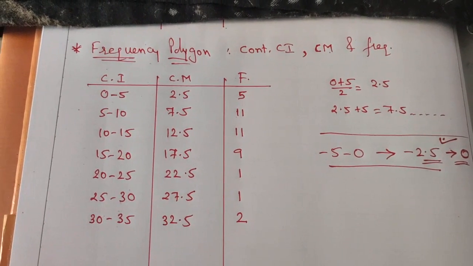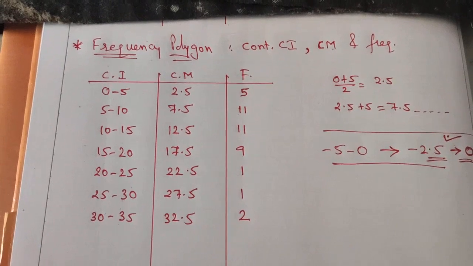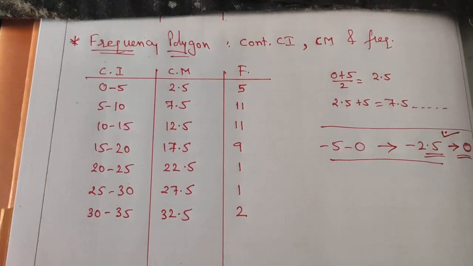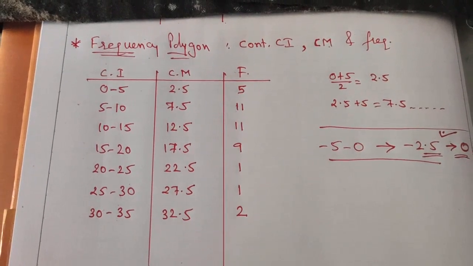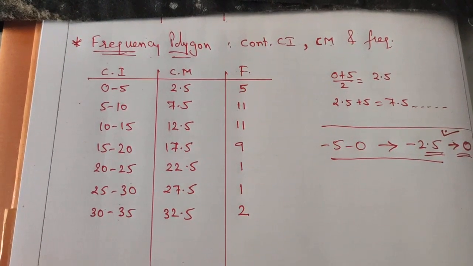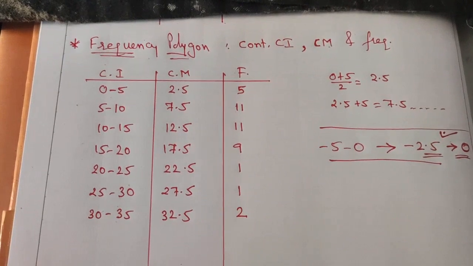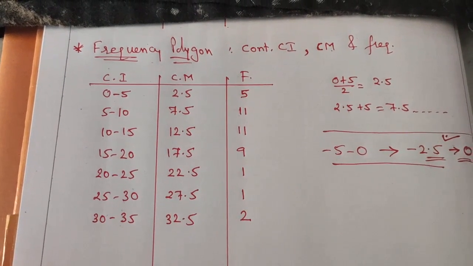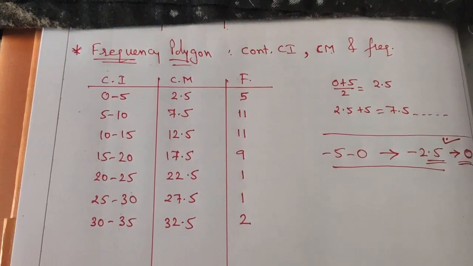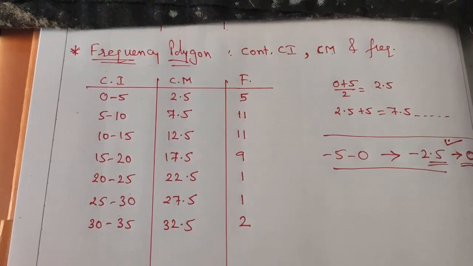So same class marks. How do you get class marks? Class marks are obtained by adding upper limit and lower limit and dividing by 2. So for the first one it is 2.5, and keep on adding the class size 5. So 2.5 plus 5 is 7.5, 7.5 plus 5 is 12.5. Likewise, if you keep on doing, you will end up at 32.5. And you write down the frequencies in the next column.